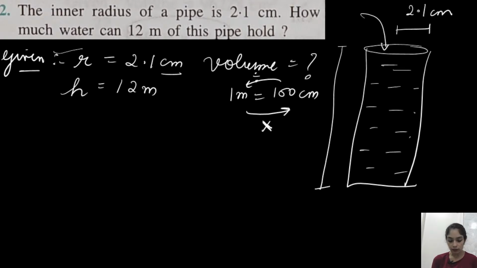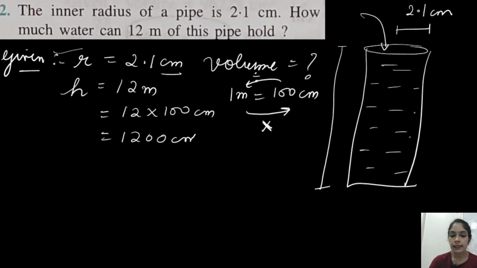It will make our calculations easy. Yes, Aditya has mentioned we can convert. So this will become 1200 centimeter. We'll just convert this to centimeter. So 12 into 100, because 1 meter has 100 centimeter. So this will become 1200 centimeter.